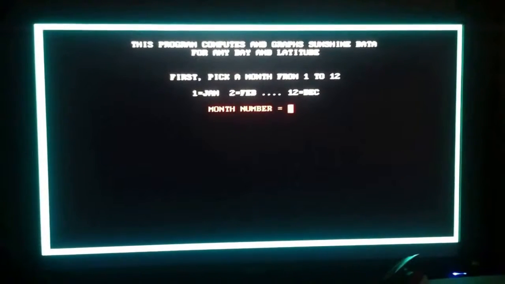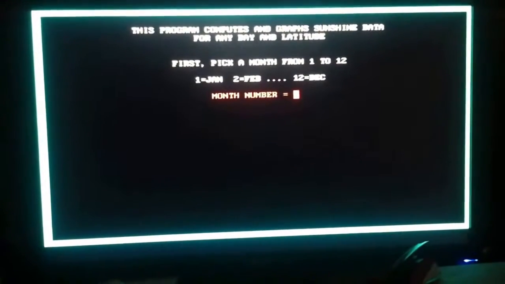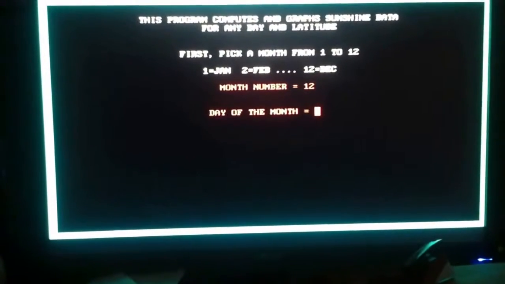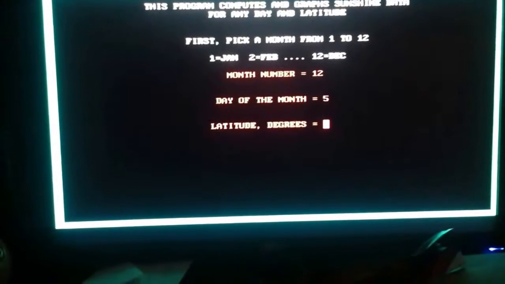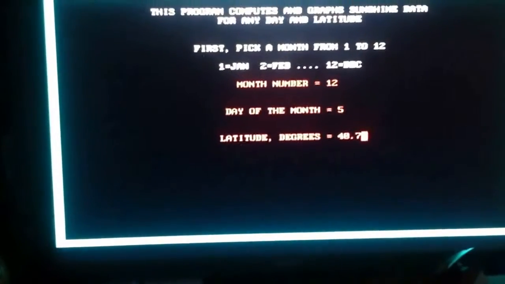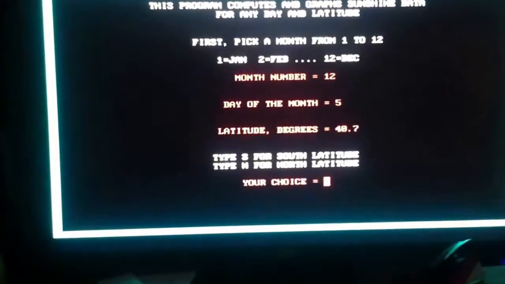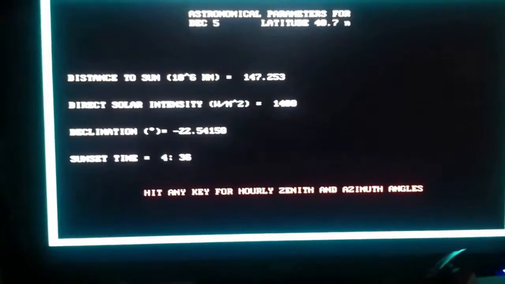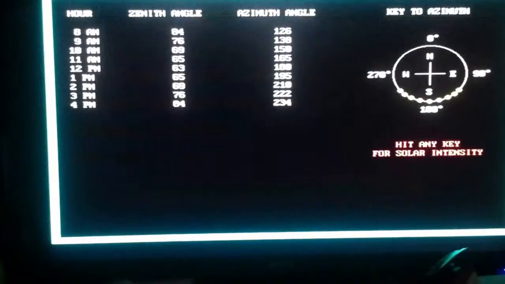So here's a program that shows us the path of the sun. So let's look at, say, December. Okay, so this is December, and let's just say it's the 5th of December, and our latitude, say New York City, is 40.7 degrees latitude north. Okay, you want to see what it looks like, the path of the sun in the northern hemisphere. Okay, now notice sunset time is at 4:36 standard time.